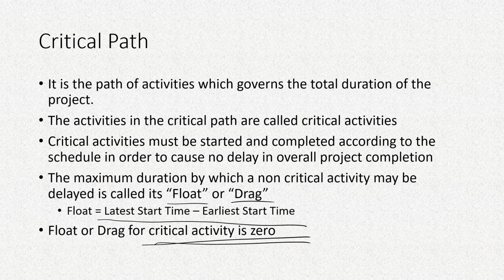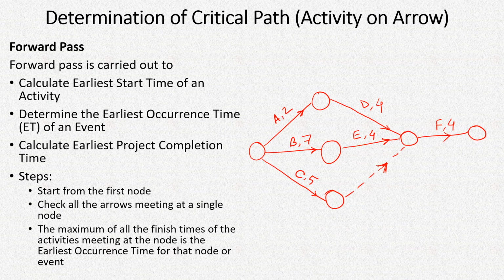Now the previous example was very small and simple, but for a complicated and large network of activities, we have to follow a certain procedure. The procedure for this kind of calculation of total duration comprises two activities. One is called the forward pass.